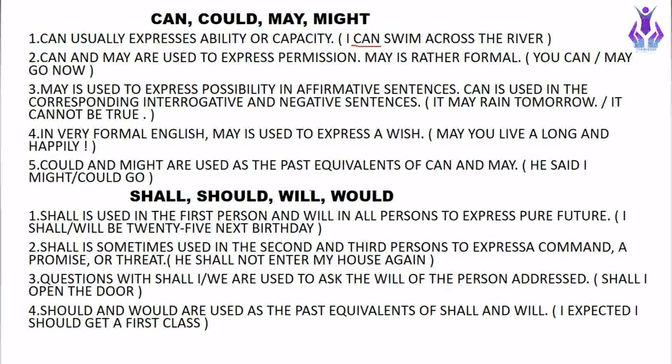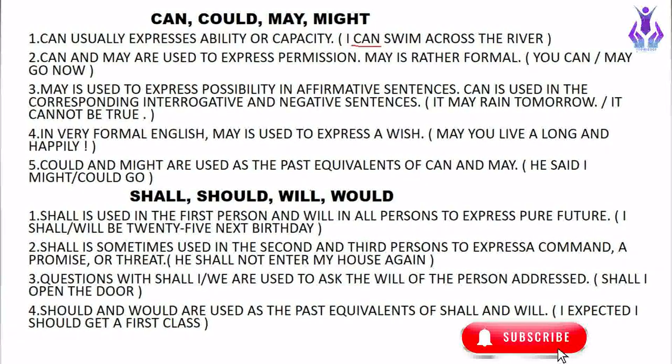The next one is may is used to express possibility in affirmative sentences. Can is used in the corresponding interrogative and negative sentences. So may is used to express possibility in affirmative sentences. In its corresponding, we can see when we make the negative or interrogative of affirmative sentences, we use can there.